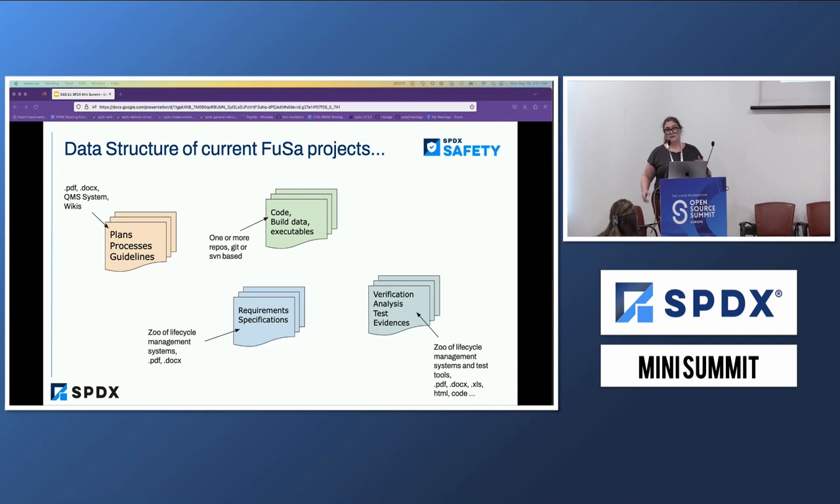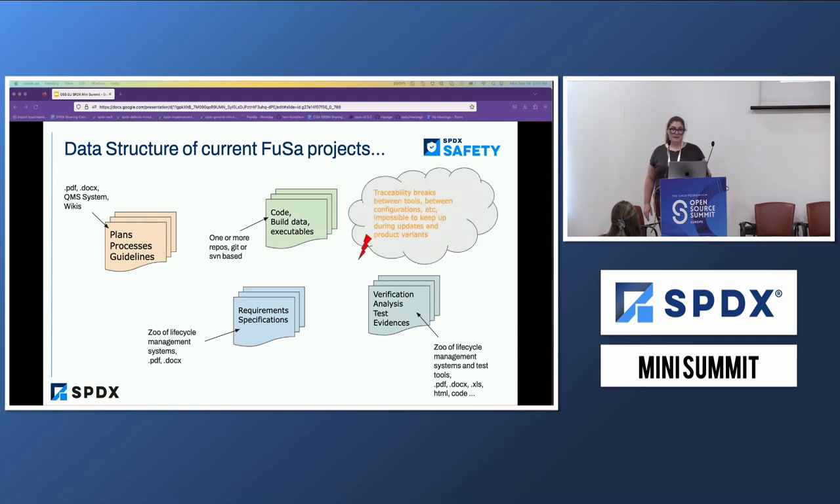Plans are still mostly PDFs or in a kind of wiki or in a QMS system. We have requirements somewhere in another lifecycle management system. There's code, thank God, usually in some kind of repository these days, and that's, let's say, the only thing where, at least in my opinion, everything is already really within proper configuration management and properly traceable. And then you also have the verification evidences that might also live in their own system.